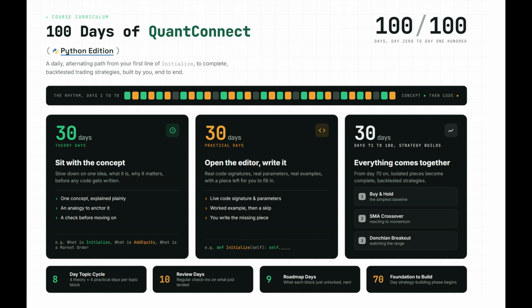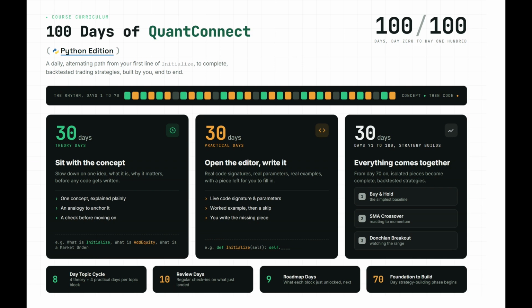This course is also genuinely interactive. It's not just me talking at you for 100 days. Along the way, there are exercises, checks, little moments where you pause and confirm, yes, I actually understand this before we move forward. There are review days, built in regularly, where we look back at what we just covered and make sure it's solid. And there are roadmap days, where I show you exactly what new doors just opened up because of what you learned.